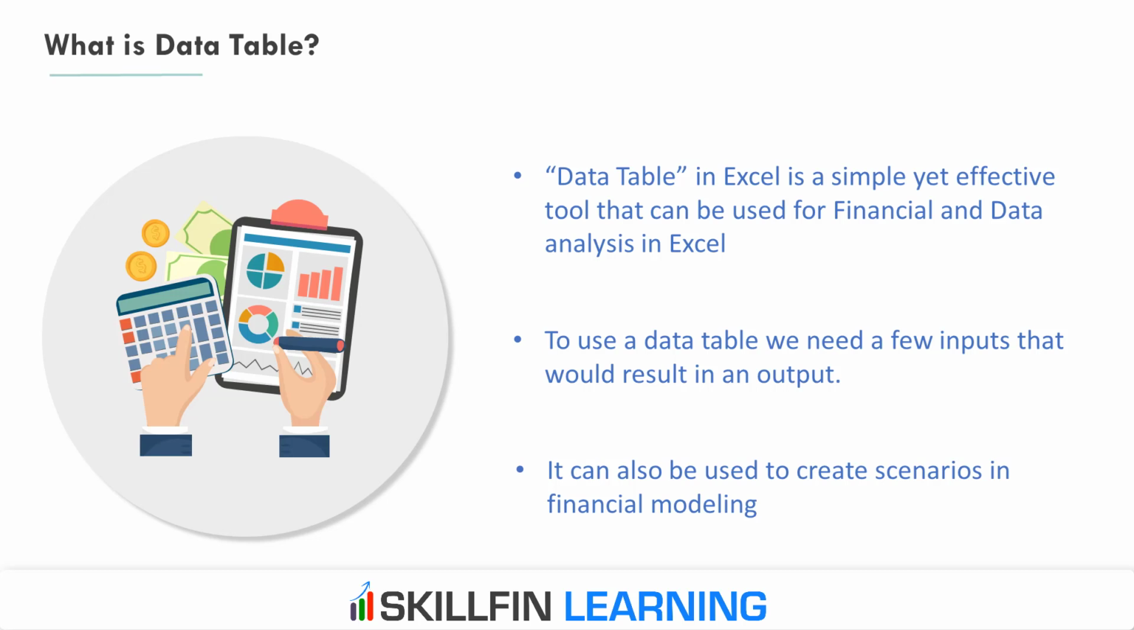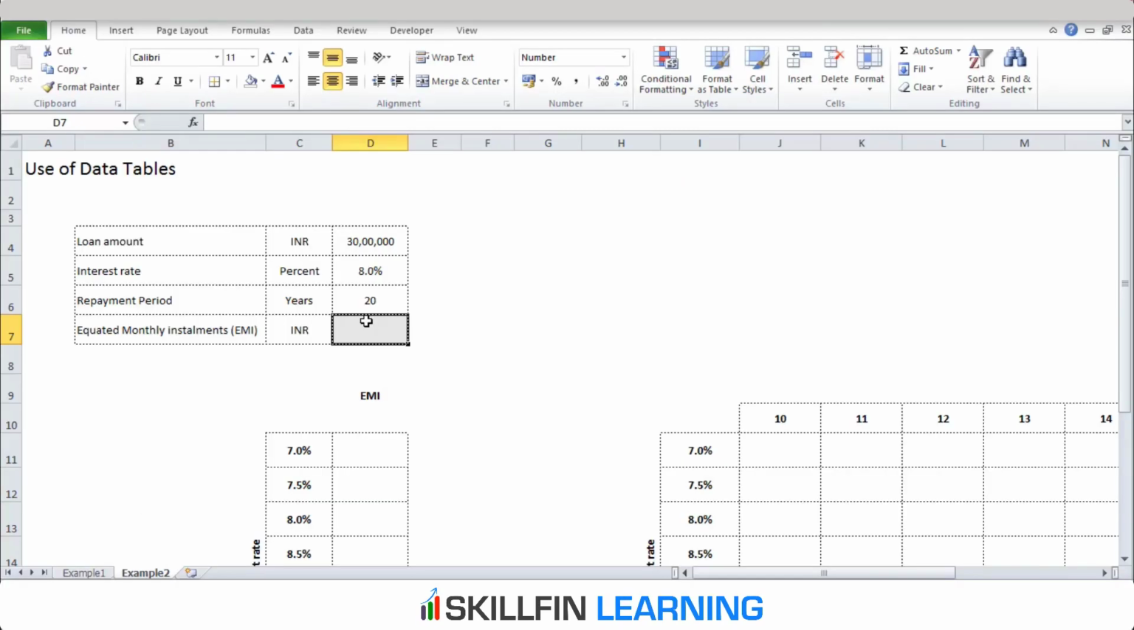Let us understand with the help of a simple example. In this example, we have a loan amount of rupees 30 lakhs. The interest rate on the loan is 8%. The repayment period is 20 years and the equated monthly installment on the loan amount is the output. In this example, we have three inputs which will lead to an output which is the EMI calculation.